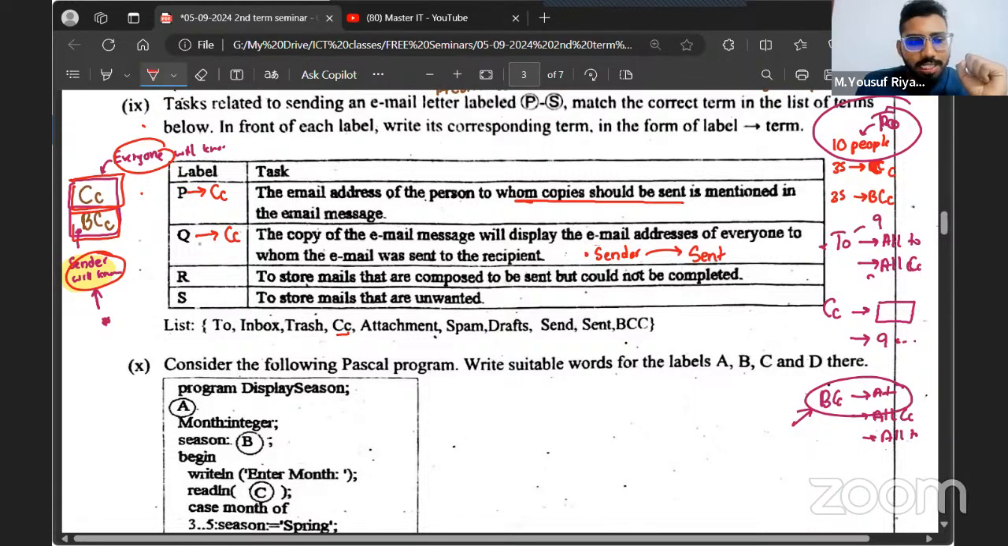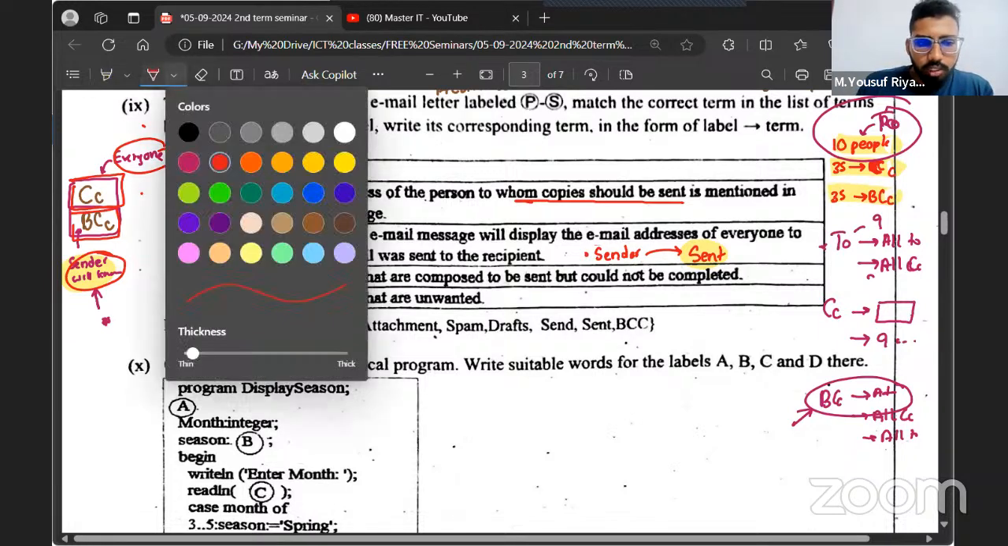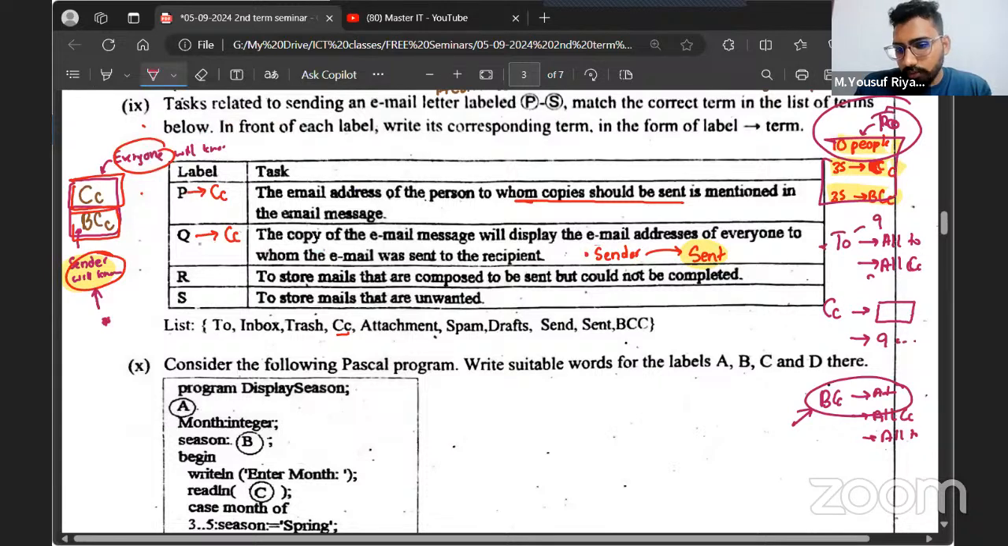So if he goes and sees the sent section, will he be able to see all the To receivers? Will he be able to see all the CC receivers? Will he be able to see all the BCC receivers? Yes. So the person who can see all these is only the sender, right? So the copy of the email will display everyone to whom the email was sent.